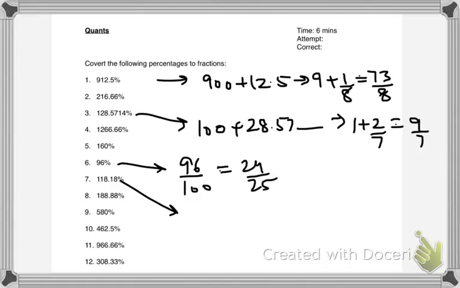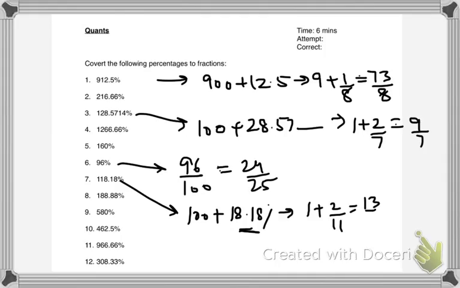The next fraction that seems to be a bit difficult or strange to solve is 118.18. So 118.18 can be broken into 100 and 18.18. This 100 will give you 1, and this 18.18 is equivalent to 2 by 11, because we know that 18.18 belongs to the 9 table, and in the 1 by 11 fraction we use the table of 9. So this is 2 by 11, and overall the fraction for 118.18 is 13 by 11.